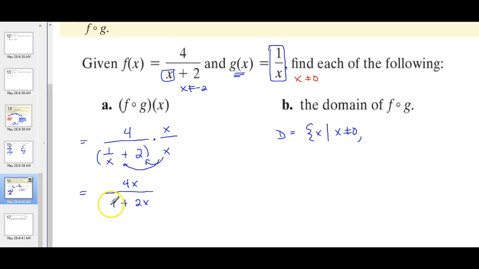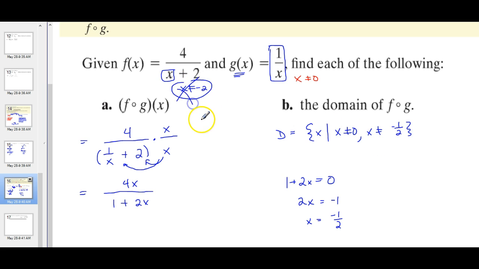But now we have a new restriction down here, okay? Because this is a fraction, the denominator can't be 0. So we set that new denominator to 0. Solve. So 2x equals -1, x equals, divide both sides by 2, -1/2. So that becomes another restriction. X cannot be -1/2. So the other restriction is not -2, it's -1/2.